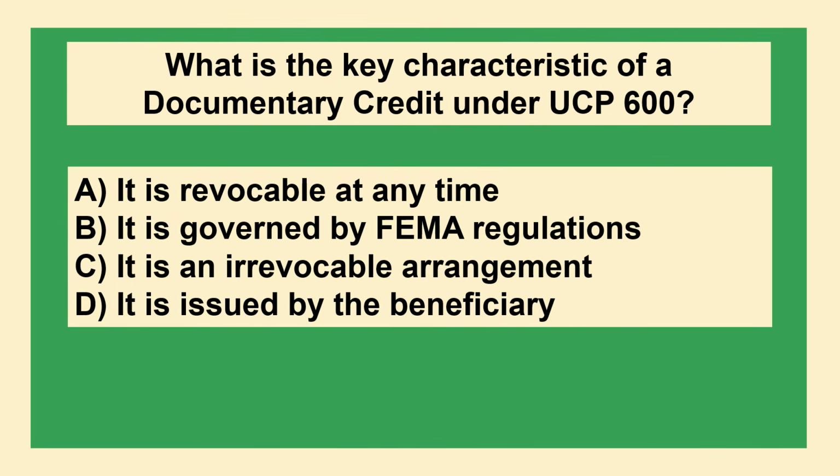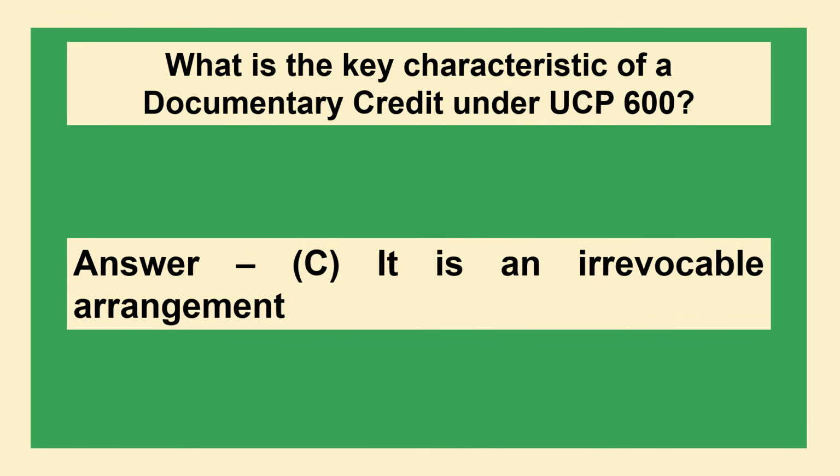Question, what is the key characteristic of a documentary credit under UCP 600? Option A, it is revocable at any time. Option B, it is governed by FEMA regulations. Option C, it is an irrevocable arrangement. Option D, it is issued by the beneficiary. Answer, option C, it is an irrevocable arrangement.